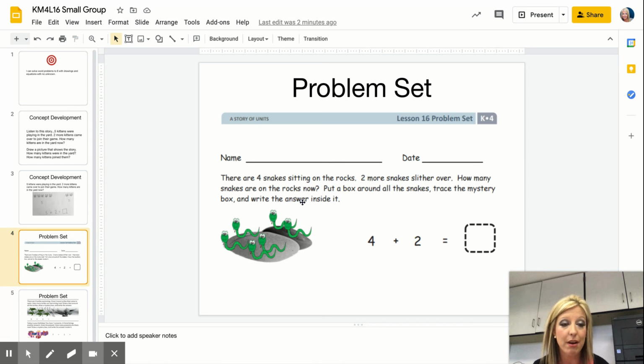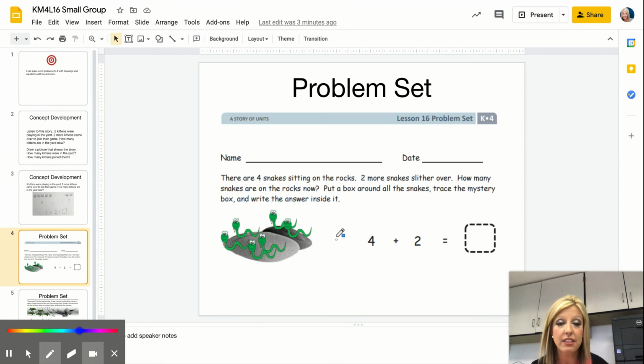So I'm going to read that problem one more time. And while I'm reading, go ahead and start looking at our picture down here. There are 4 snakes sitting on the rocks. Do you see the 4 snakes right here? Okay. 2 more snakes slither over. Do you see the 2 that slithered over? How many snakes are on the rocks now? Put a box around all of the snakes, trace the mystery box, and write the answer inside it.